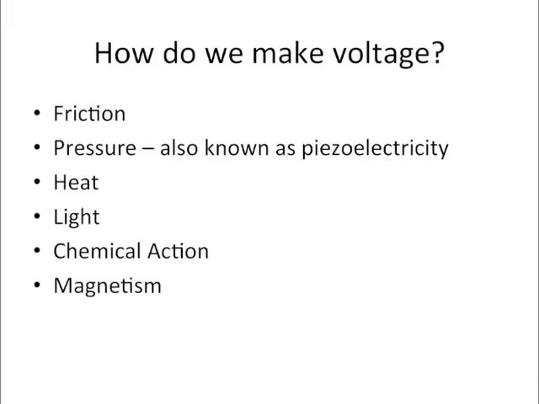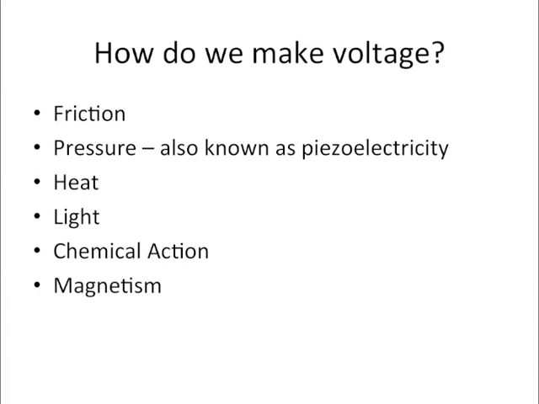So how do we make voltage? There are 6 different ways that you can make voltage, and the first one you're probably familiar with from shocking your friends. You rub your feet against the rug while you're wearing socks, and you touch your friend and you make a little zap there. That's friction creating that voltage.